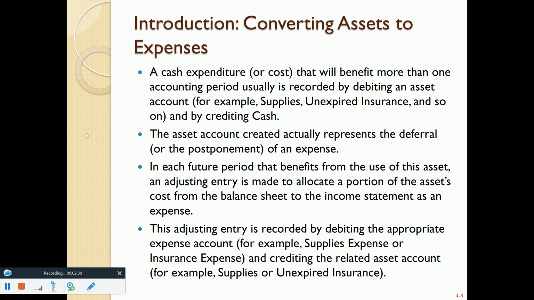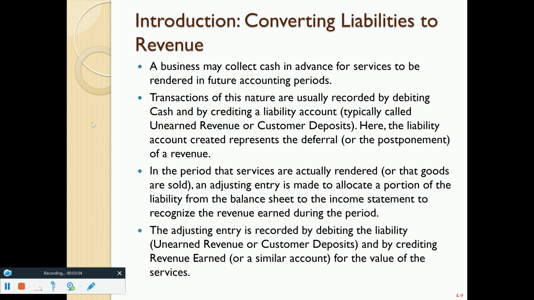So number 1, converting an asset to an expense. There are times where we purchase an asset, and that asset will benefit more than one accounting period. And so what we typically do when we buy the asset, we debit the asset, and if we bought it with cash, we'll credit cash. Now, if that particular asset benefits multiple periods, what we need to do is we need to adjust some of that asset over to an expense.